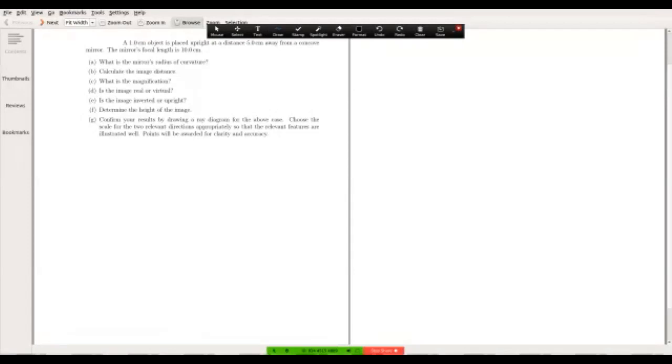Before we begin, let's draw the ray diagram. By begin, I mean instead of going in the order of A, B, C, D, E, F, let me start with the last part where they ask you to show the ray diagram, and that helps us to make sure that everything is consistent. Whatever answers we get, it should come out consistent.